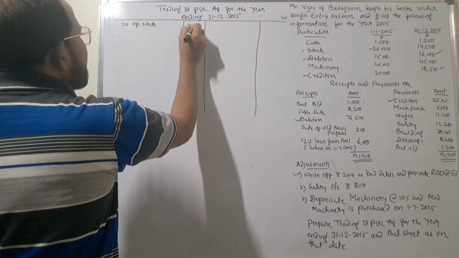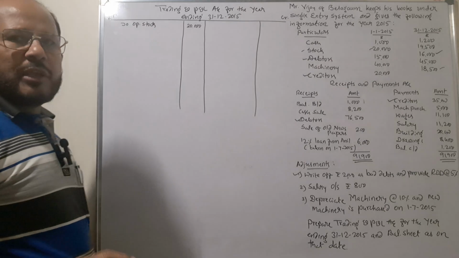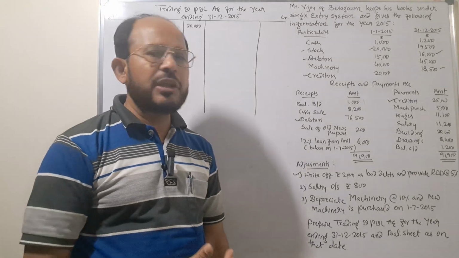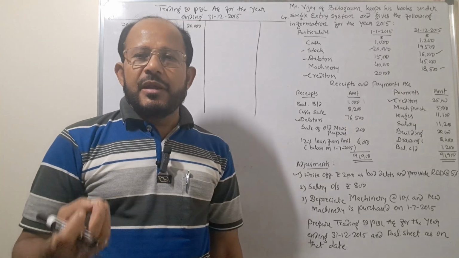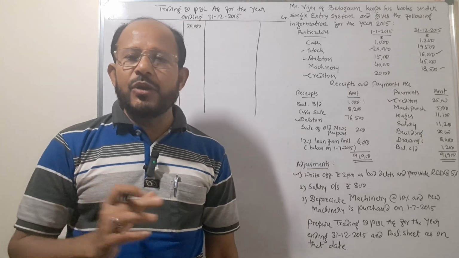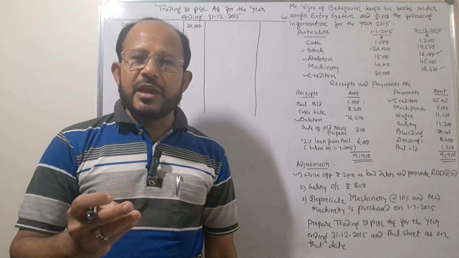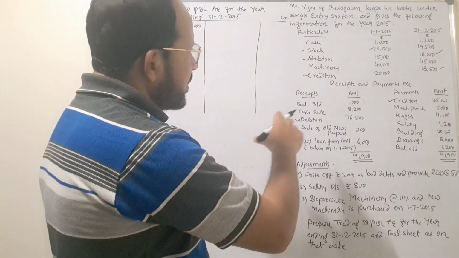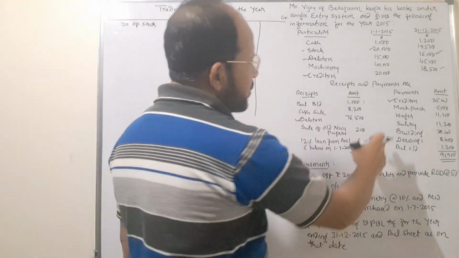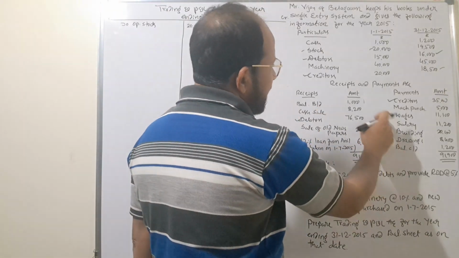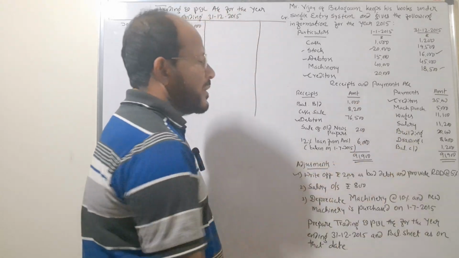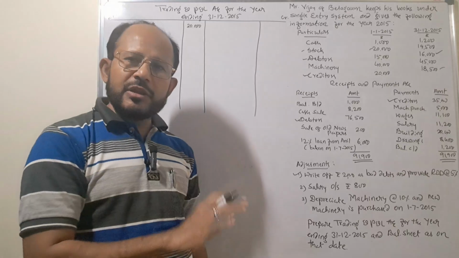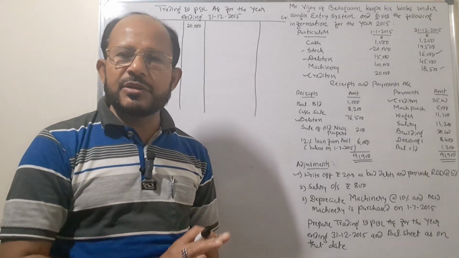Rupees 20,000. After opening stock, the next item to be shown here is purchases. Purchases means total purchases we have to show, cash purchases as well as credit purchases. But here cash purchases information is not given. If there were purchases for cash, we could see them on the payment side, but that information is not given. It means during the year Vijay has not purchased goods for cash.